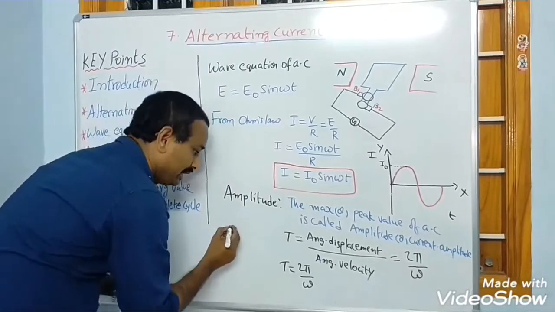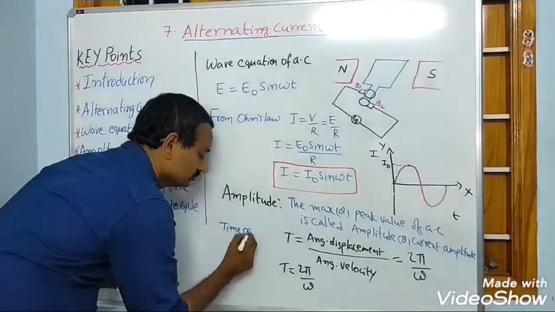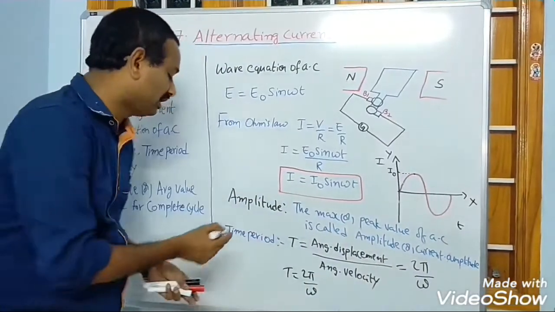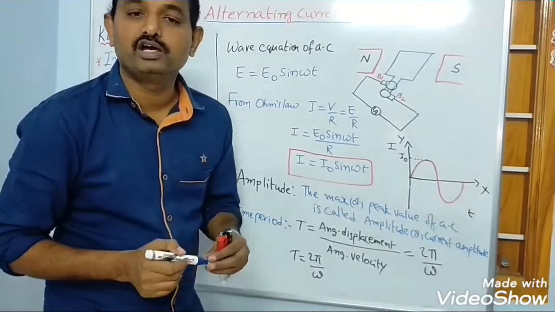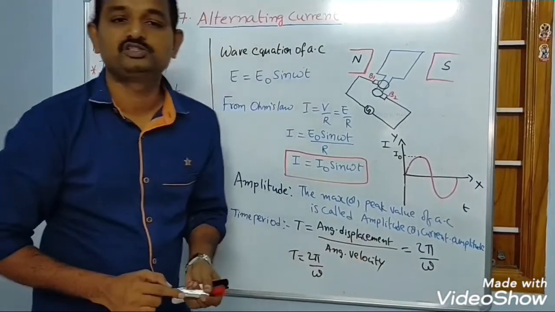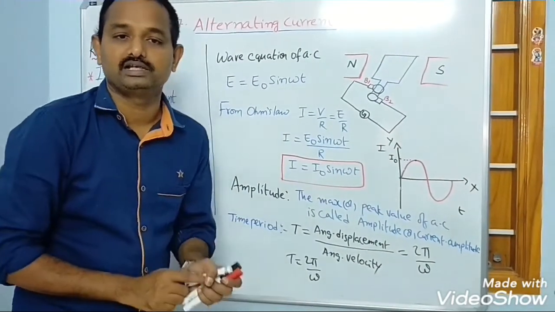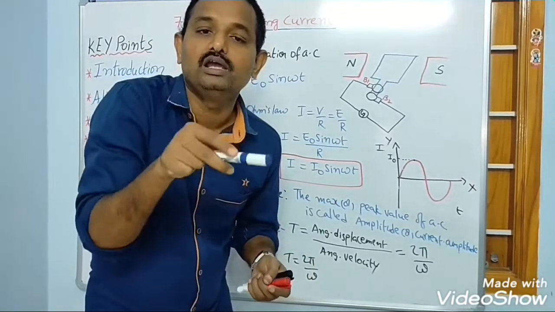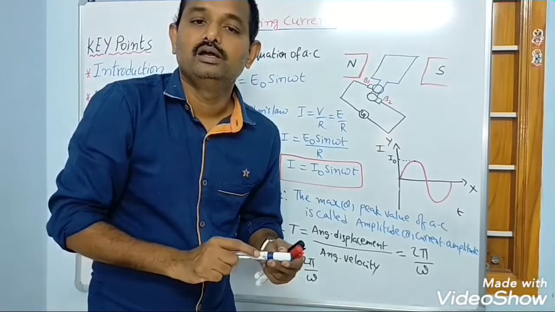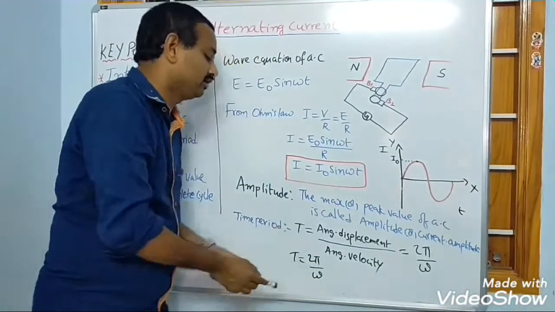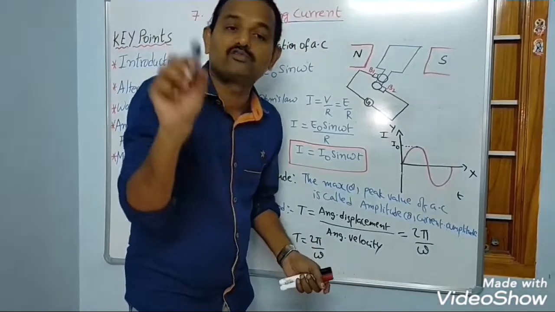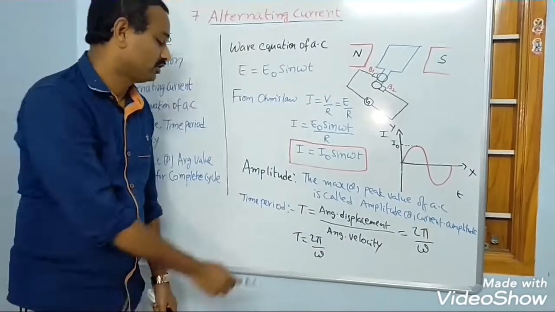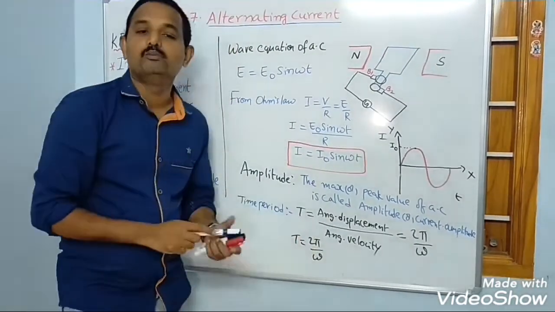So here the time period T equal to 2 pi by omega. What is time period? The time taken for one complete cycle is called the time period of an alternating current, which is equal to the time taken for one rotation of a coil in a magnetic field. Here, how will we calculate it? Time period equal to the angular displacement of the coil, which is 2 pi, and the angular velocity is omega. So time period equal to 2 pi by omega.